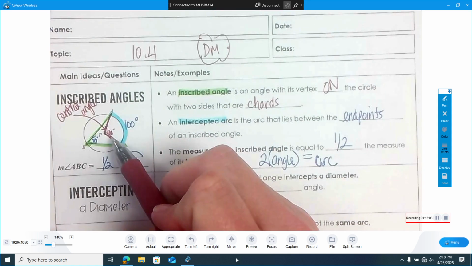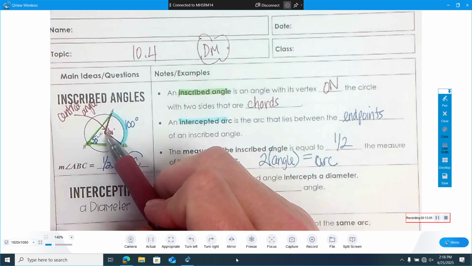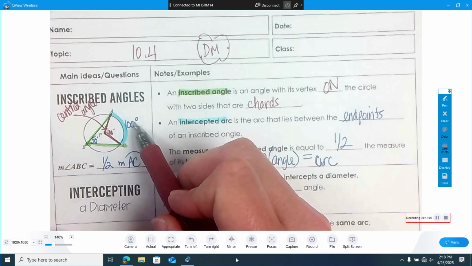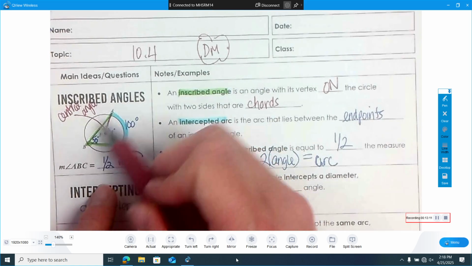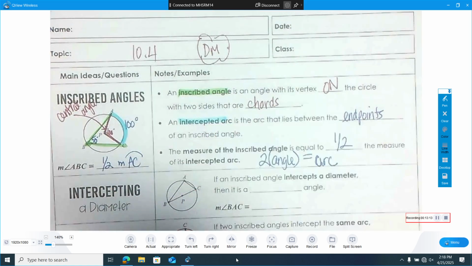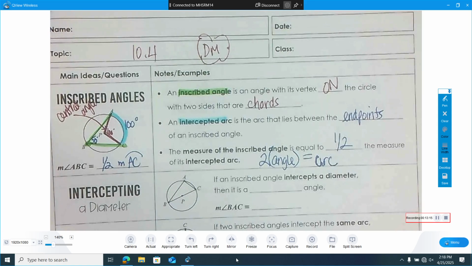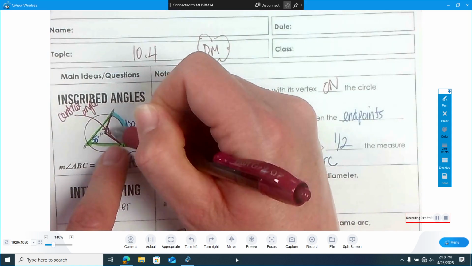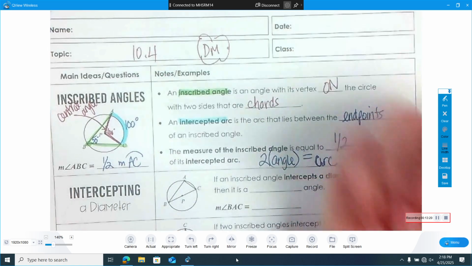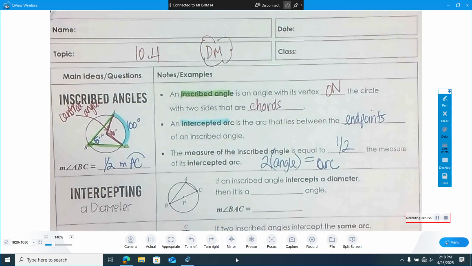So central angles go through the center of the circle. They are the same measure as their intercepted arc. But an inscribed angle goes all the way across, and you can kind of see how this angle is much wider than the green angle, okay? So it even looks like it's half the size.